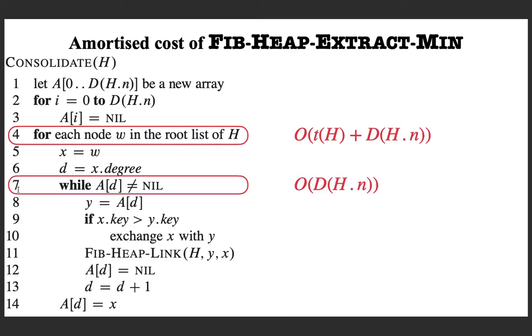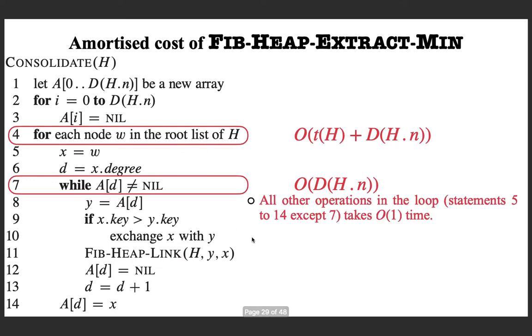If you look inside the for loop, only statement number 7 is another loop. It is a nested loop. Every other statement executes only once. All other operations in the for loop except number 7 take only order of one time. Now we need to find the number of times the while loop will go.